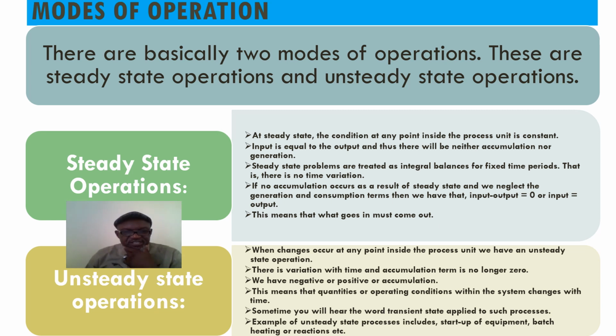Now the second one is unsteady state operations. When changes occur at any point inside the process unit, we have unsteady state operations. So there is variation with time inside the process unit, and that makes it unsteady state. There is variation with time, and accumulation is no longer 0. We have negative or positive accumulation. So accumulation can be positive or negative. Of course, examples of unsteady state is where we have processes that start up, for example, the startup of equipment. So we can differentiate vividly between steady state and unsteady state.